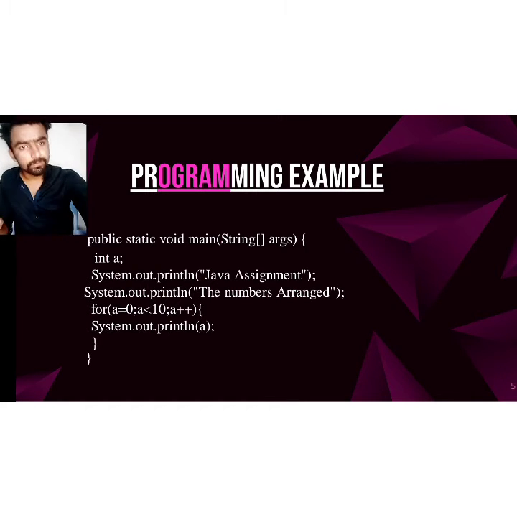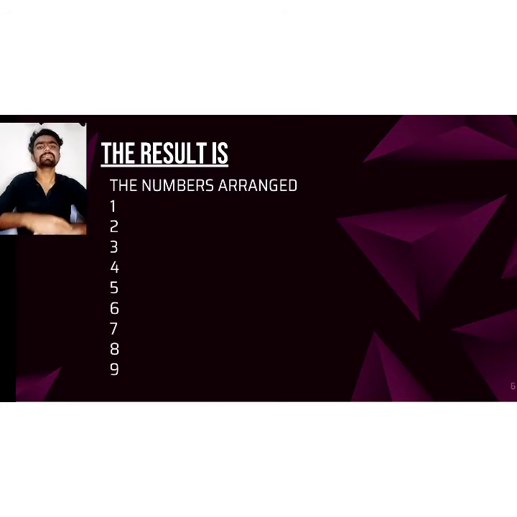So the result of the program is the numbers arranged. Here the numbers start from 0, 1, 2, 3. The numbers are written in a sequence, meaning an increment of one in every number. First of all 1, then increment of one in 1 is 2, 3, 4. In the same way the loop program is executed.